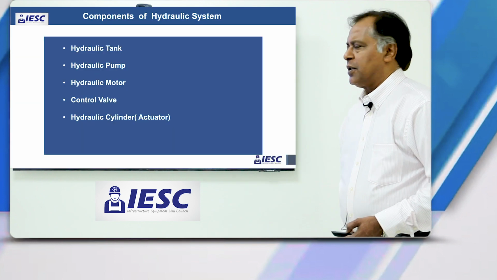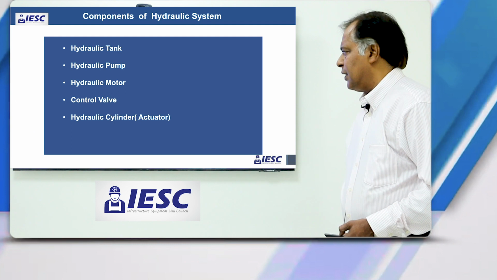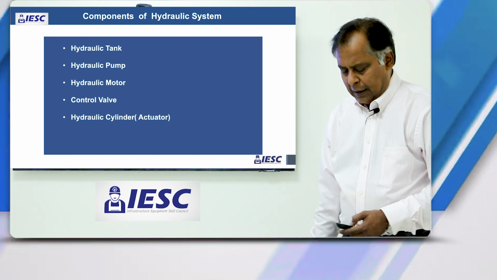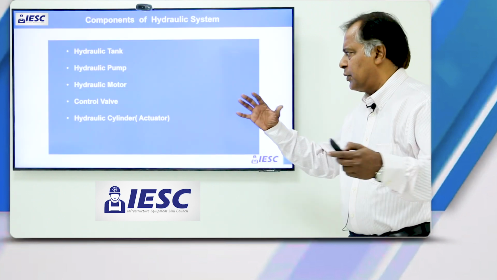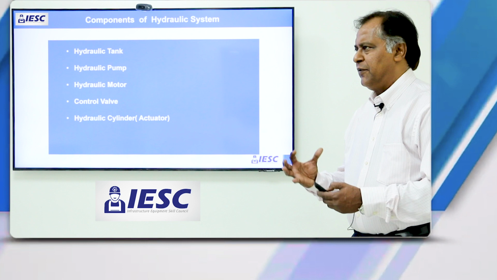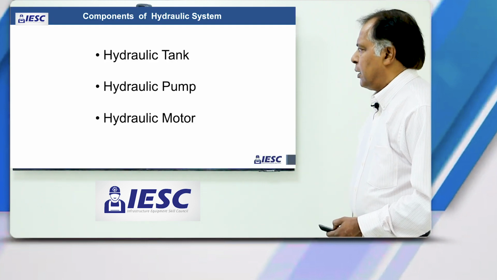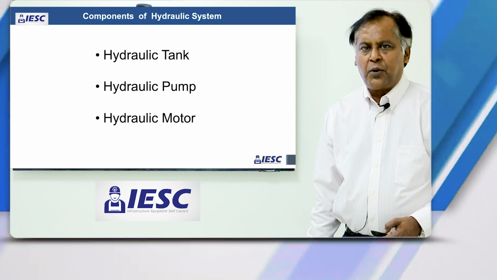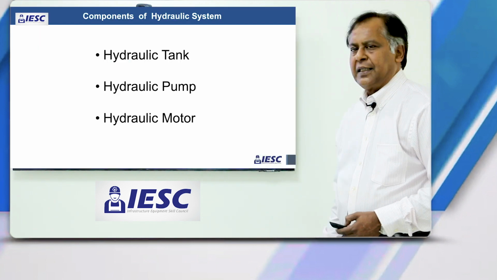There are 5 major components of a hydraulic system: the pump, the tank, the motor, the control valve, and the hydraulic cylinder. And we will have a look at each of these components and also broadly how they all come together as part of an efficient hydraulic system. Today we'll look at 3 primary components of a hydraulic system: the hydraulic tank, the pump, and the hydraulic motor.